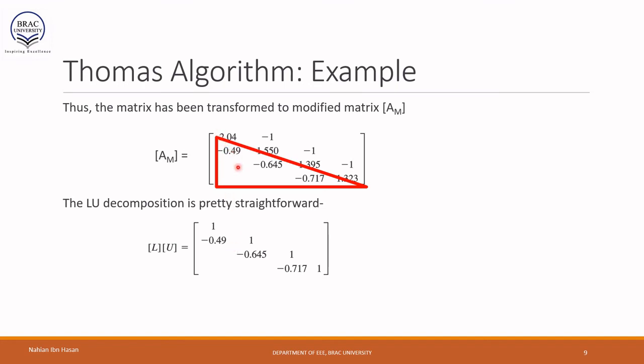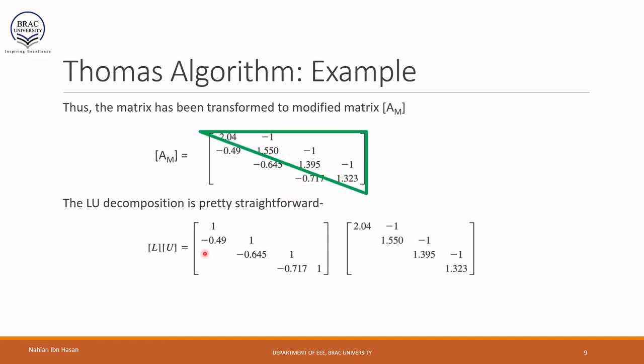Okay, that is the L matrix. That means look at this: minus 0.49, minus 0.49, minus 0.645, minus 0.645, and this one is also calculated here. And these three elements denote the lower triangular elements. Okay, this one denotes the lower triangular elements, and what would be the upper triangular elements?